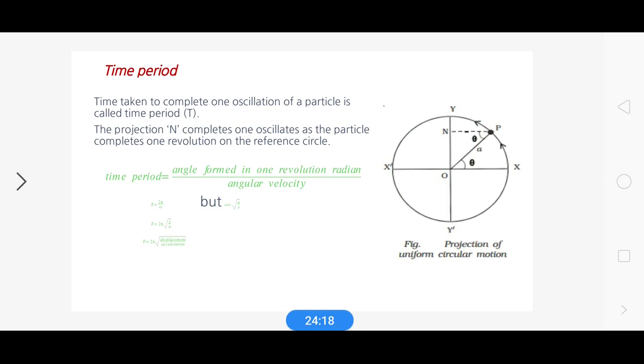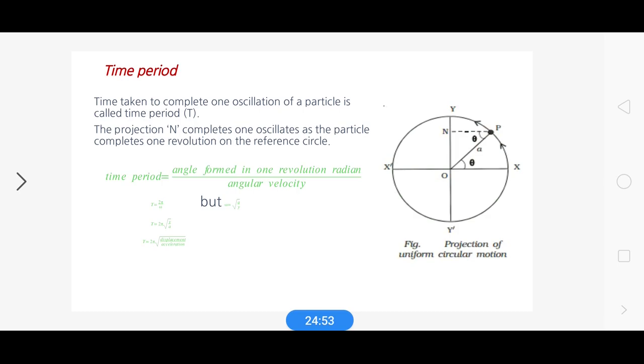Here for one complete rotation of the particle, the foot of the perpendicular makes one oscillation, and here I am going to find the time taken to complete one oscillation, which is nothing but the time taken to complete one rotation of the particle. So the projection N completes one oscillation as the particle completes one revolution on the reference circle, with center as O and the radius of the reference circle is A.